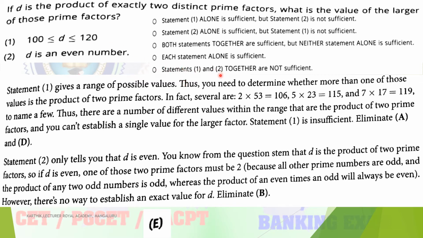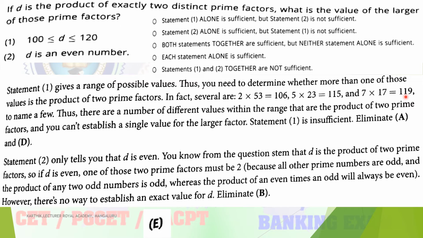I hope all of you understood. So the first statement tells that D falls in between 100 to 120. We need only one answer, but D falls between 100 to 120, and three different answers you are getting. One is 106, second one is 115, third one is 119. So it is not possible.